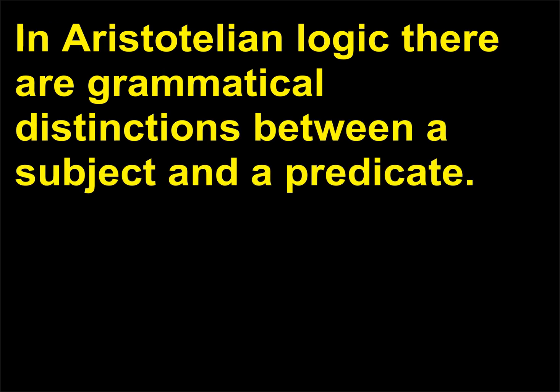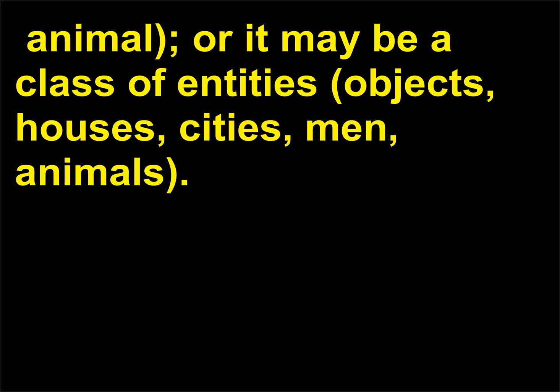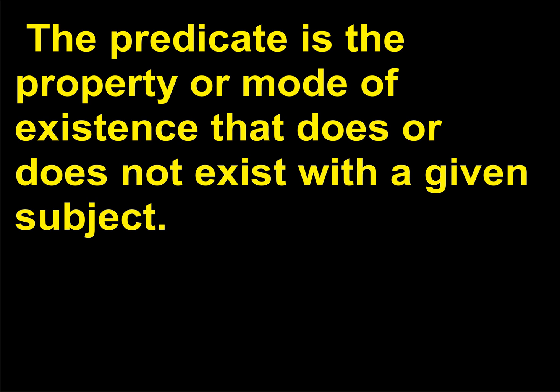In Aristotelian logic there are grammatical distinctions between a subject and a predicate. The subject is usually an individual entity, an object, house, city, man, animal, or it may be a class of entities, objects, houses, cities, men, animals. The predicate is the property or mode of existence that does or does not exist with a given subject.